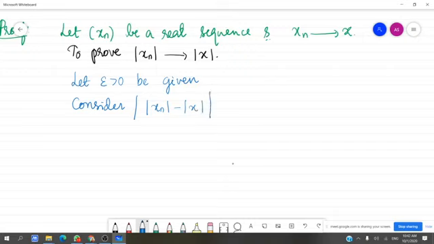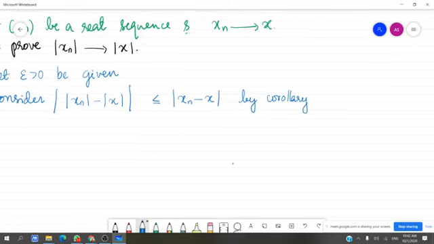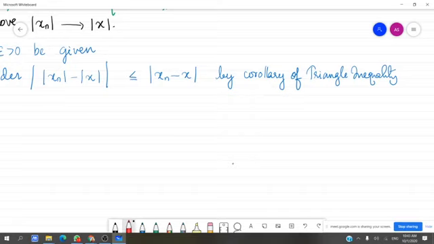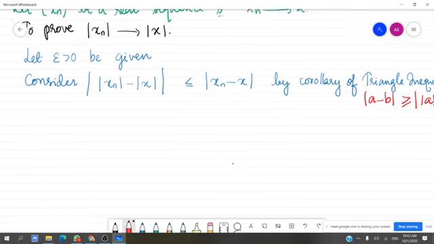Now, by triangle inequality, this is less than or equal to modulus of xn minus x. And then by the corollary of triangle inequality, we have proved modulus of a minus b is greater than or equal to modulus of mod a minus mod b. So using that inequality, I can make this less than or equal to this. Now, this modulus of xn minus x can be made arbitrarily small, since xn is a sequence converging to x.